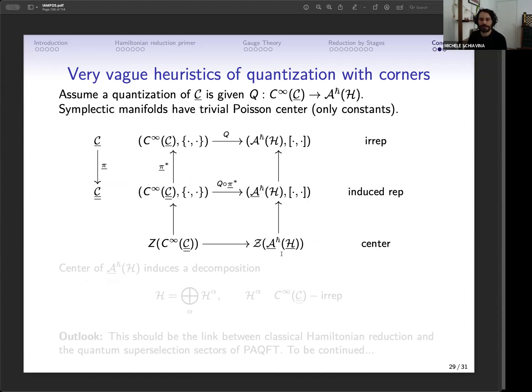Very quickly, this is the classical structure. On the left column is the classical structure at the level of functions. If we have some sort of representation for the Poisson algebra of functions on C underline, I can induce a representation for invariant functions, so functions on the fully reduced phase space. And now the trick is that this algebra has a center. If this algebra has a center, it is expectable, at least, that this will induce some sort of decomposition of whatever Hilbert space I am representing this algebra on in terms of irreducible representations of this algebra.